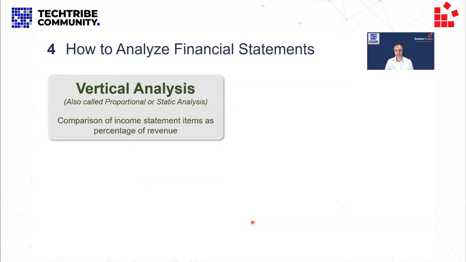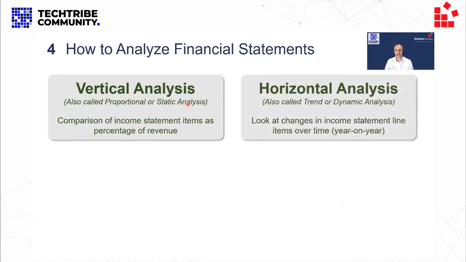One of them is called vertical analysis. That's really the comparison of different items on the income statement as a percentage of revenue. It's also called proportional or static analysis. Then we have horizontal analysis. That's called trend or dynamic analysis. That looks at changes in the income statement items over time.